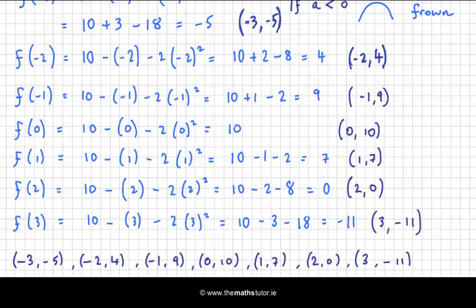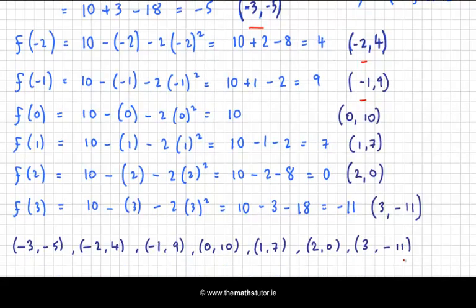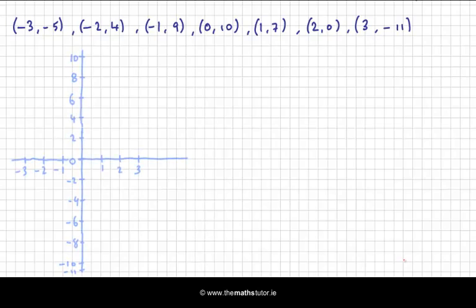So I've calculated the input and output for all of the whole numbers between minus 3 and 3. And then I've labelled them all down at the bottom here, all of my ordered pairs. I've done this so that I can graph my function. Okay, so my y-axis I needed to go up as far as 10 and down as far as minus 11. My x-axis, my domain, goes from minus 3 to plus 3.